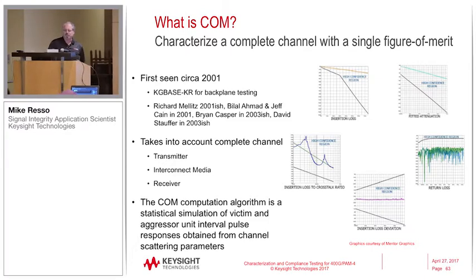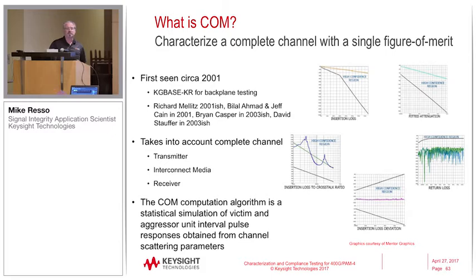So what is COM? It's a complete channel characterization, so you will have many variables, and the output from COM is one number in decibels. It first started being used in various degrees around 2000 for KR testing for backplanes. Some of the gentlemen involved in the early development, Richard Melitz from Intel started. Richard now is with Samtec, and I wanted to acknowledge his help for developing some of the slides that I'm going to present to you now.